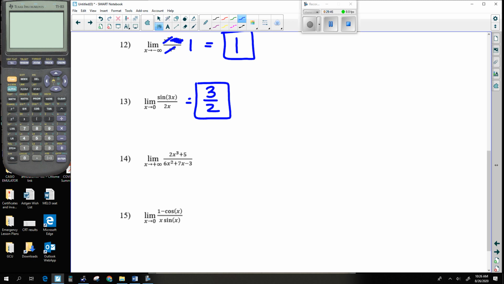Number 14, going to infinity, so I cancel anything. So in essence, this is a 2x to the 3rd over a 6x squared. Simplifying this, I see x squared takes out two of these and 1/3 doesn't really matter because this is going to be an x over 3. Putting in an infinity, that is equal to infinity.